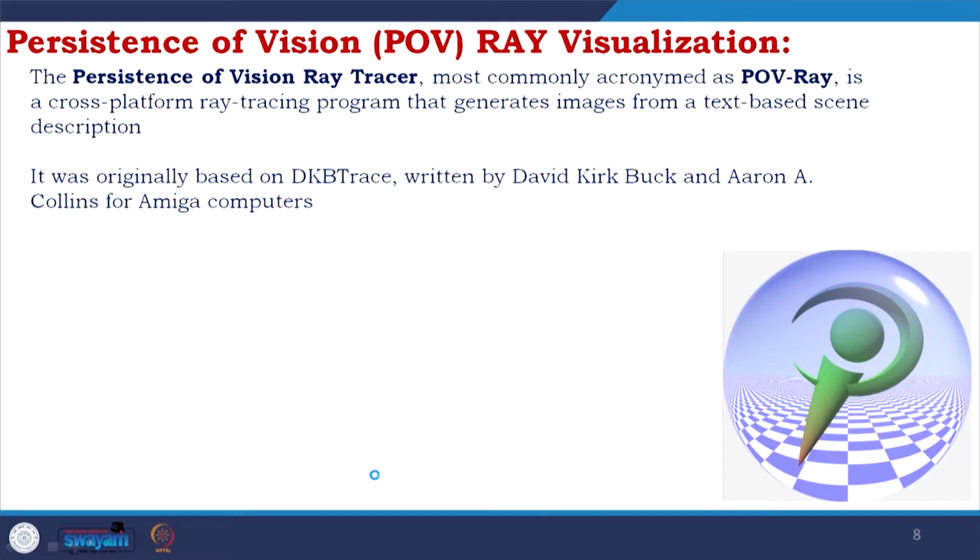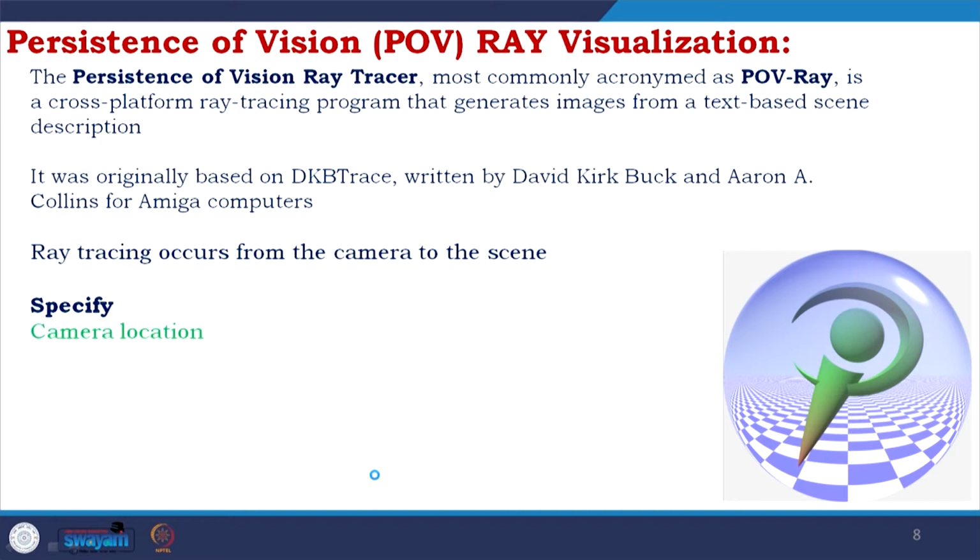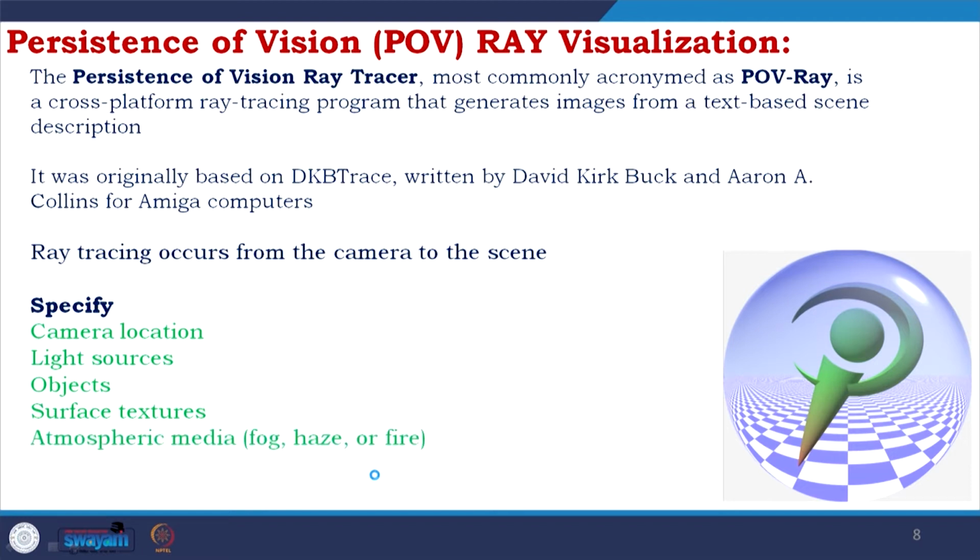It was originally based on DKBTrace, written by David Kirk Buck and Aaron A. Collins of Amiga Computers. Ray tracing occurs from the camera to the scene, and the user has to specify the location of the camera, the source of the light, the object on which you need the ray tracing and image formation, the surface textures, and atmospheric media like fog, haze or fire.